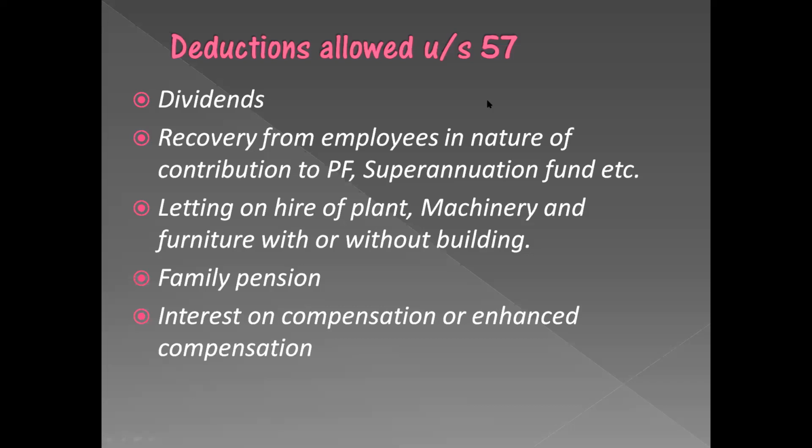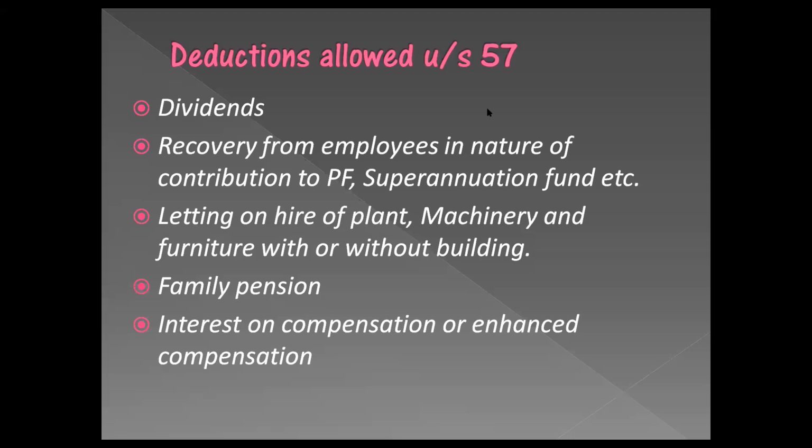So the first will be deductions allowed under section 57. So these being the income, what are all the expenses allowed against the same? For dividend, any amount paid as commission or remuneration to a banker or any other person for receiving this dividend can be allowed as an expense. So it should be solely for the purpose of receiving that particular income, only then the deduction will be allowed.